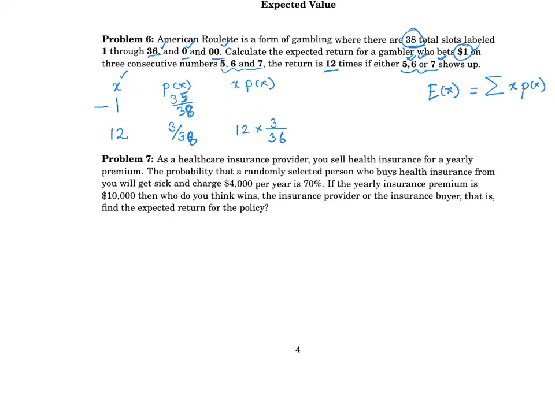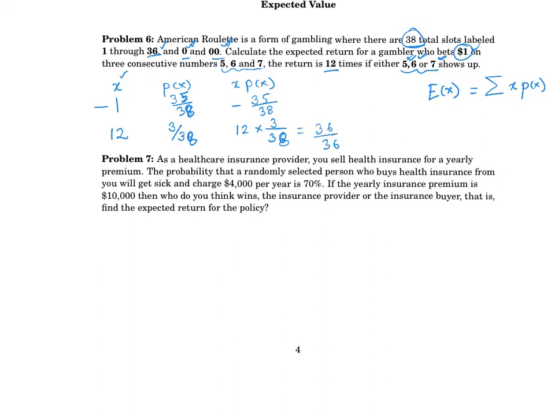I just looked at this 36 and it came to my mind 36. I forgot about 0 and 00. So your chances of winning is 3 out of 38. So it's going to be this 3 out of 38. The other option is 35 out of 38. So look, negative 1 times 35 out of 38 is going to be negative 35 out of 38. Okay. And this is going to be 12 times 3 is 36 out of 38.